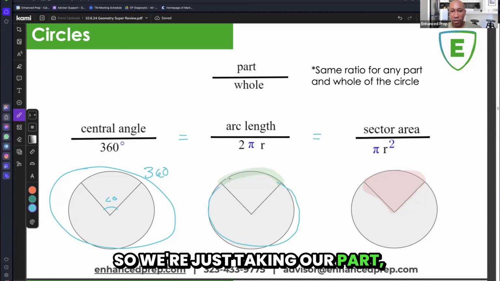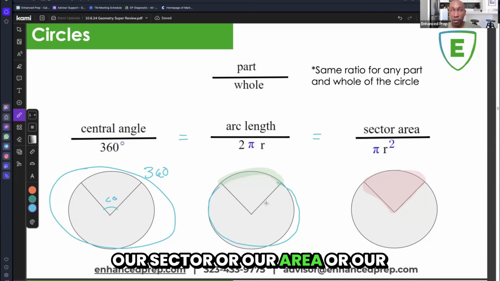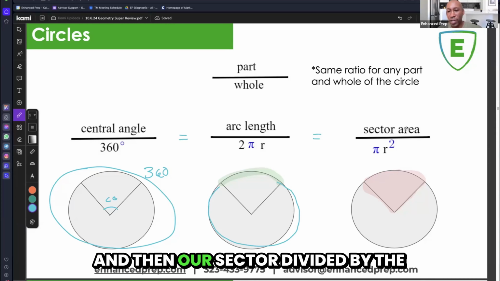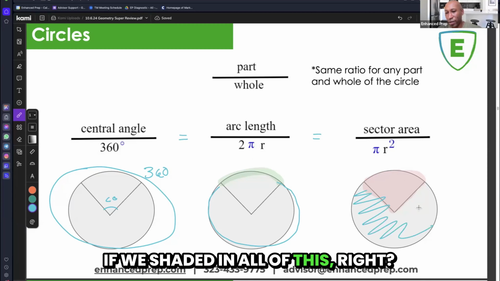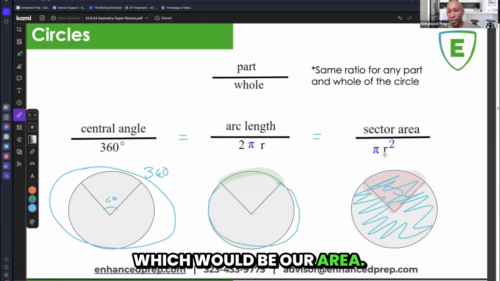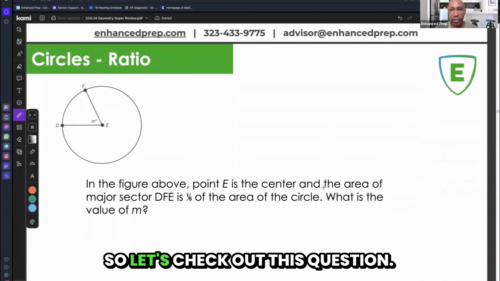So we're just taking our part, which is our arc length, divided by our whole thing, which is our circumference. And then our sector divided by the whole thing, as if we shaded in all of this, which would be our area. And that's why we have our 2 pi r and our pi r squared, okay? So let's check out this question.